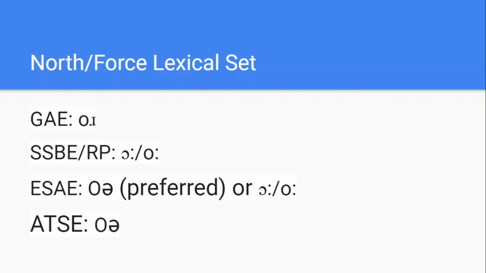So next we have the North and Force lexical sets. General American English as a rhotic accent has that rounded R sound, so it'd be a North and Force. And then Southern Standard British English and received pronunciation both have the extended vowel, so North, Force. And then there's something different that happens in the transatlantic accent. In Eastern Standard American English and American Theater Standard, they both prefer the OR sound, so north, force. However, in Eastern Standard American English, that extended vowel north, force sound can also be used.